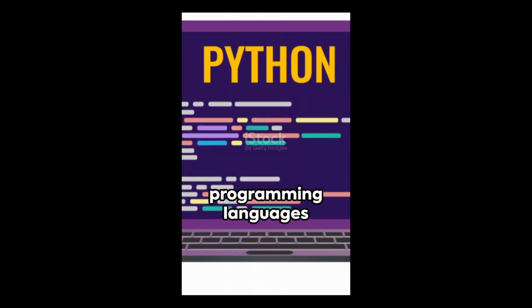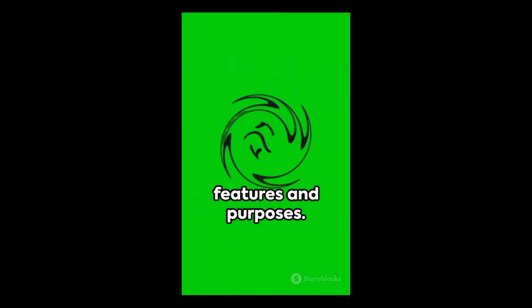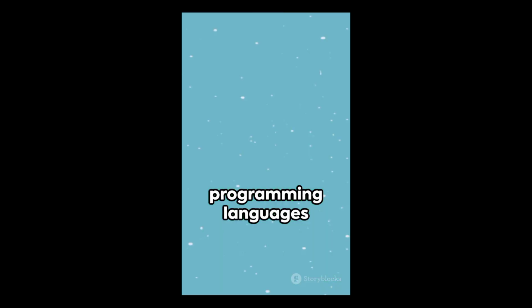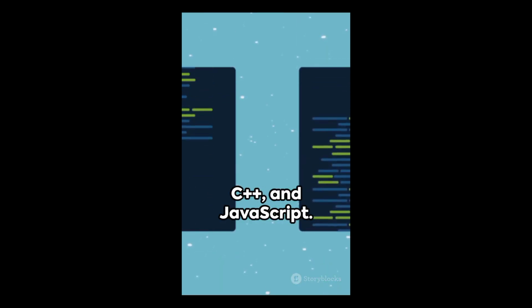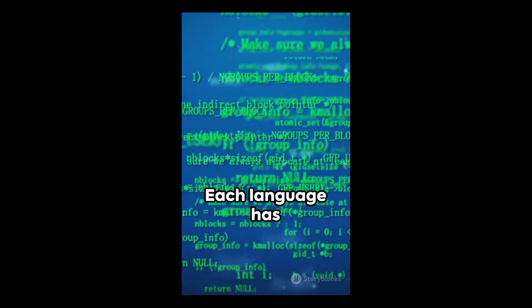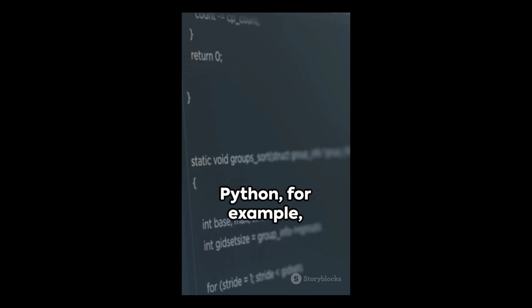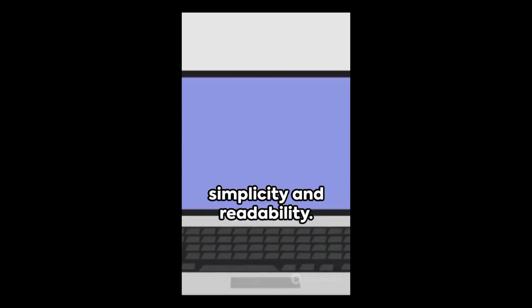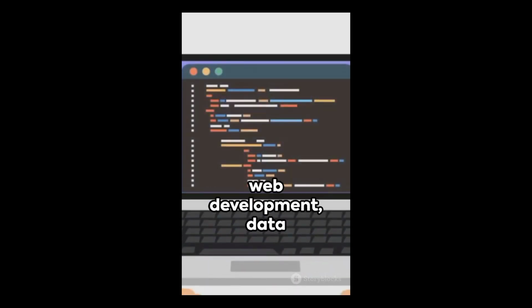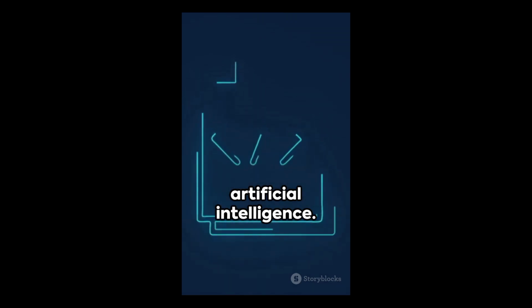There are numerous programming languages out there, each with its own unique features and purposes. Some popular programming languages include Python, Java, C++, and JavaScript. Each language has its own strengths and weaknesses, making it suitable for different types of projects. Python, for example, is known for its simplicity and readability. It is often used for web development, data analysis, and artificial intelligence.